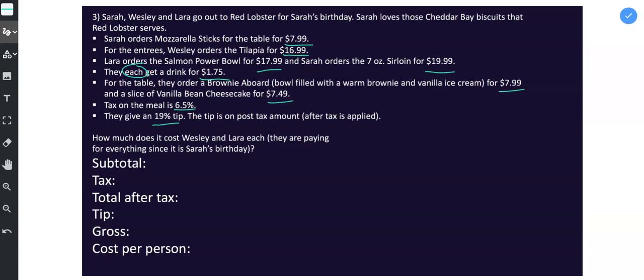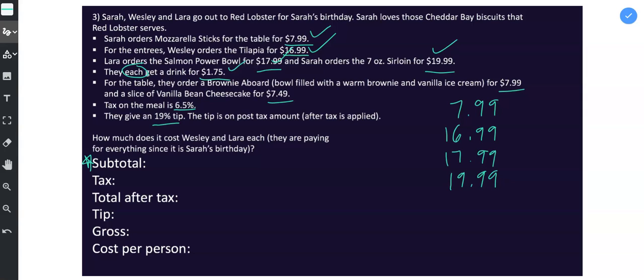So the first thing we're going to figure out is the subtotal. I need to start adding up everything that they purchased. First we have the mozzarella sticks for $7.99. Then Wesley orders a meal for $16.99. Laura orders a meal for $17.99. Sarah, $19.99 for her meal.